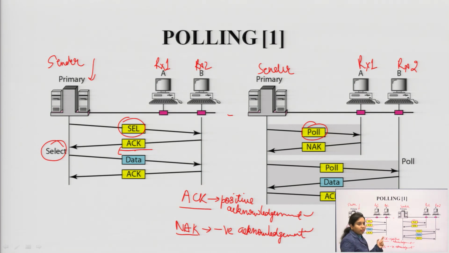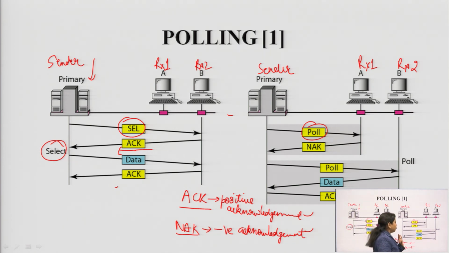It will not transmit the data directly. First it has to send the select message, which will ask any of the stations that yes, I want to transmit the data, then in feedback an acknowledgement will be received. Then the data will be transmitted, then again the acknowledgement will be transmitted that yes, I have received it successfully.